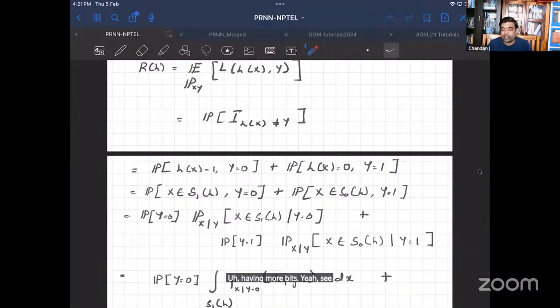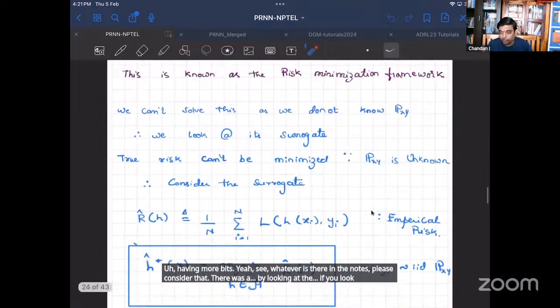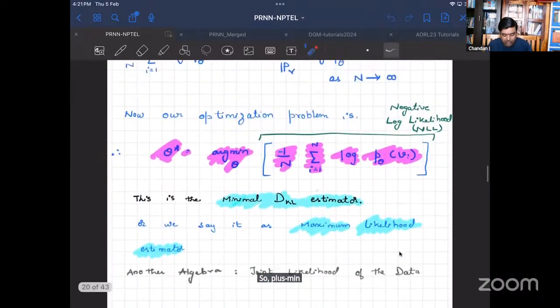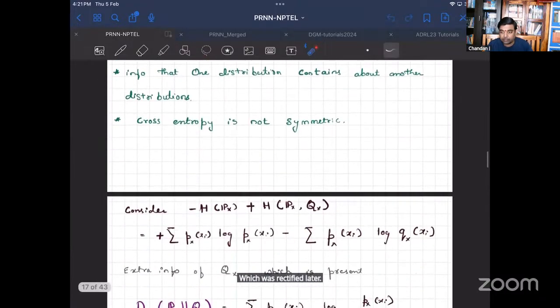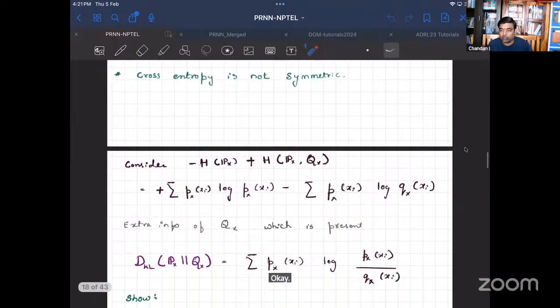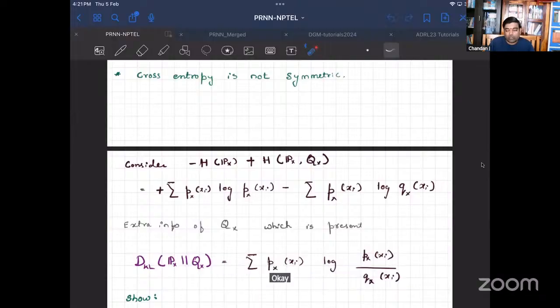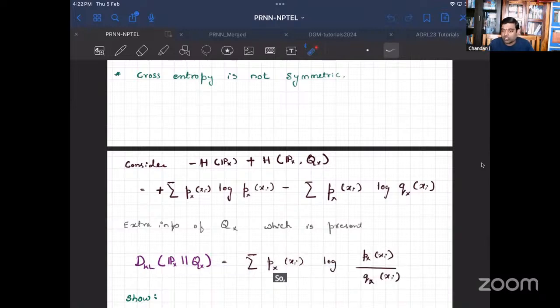Whatever is there in the notes, please consider that. If you look at the full video, there was a plus-minus mismatch that actually happened, which was rectified later. Whatever image you are showing is correct, actually. In the notes it is correct. In the next part of the lecture, sir will rectify that. There was one plus-minus interchange. While writing it is something, and finally in the notes it is something else. It is because of that issue.